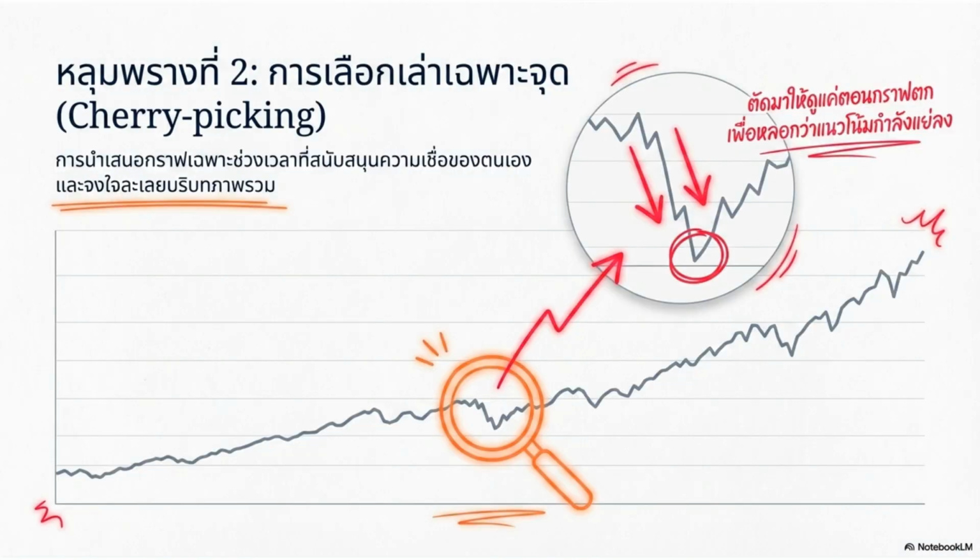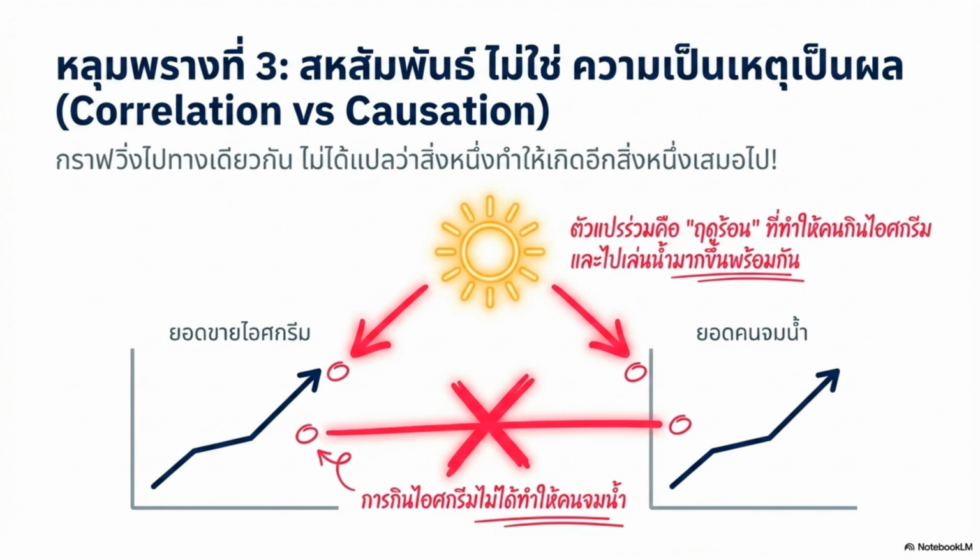Pitfall 2 is cherry picking, presenting only a segment of the graph that supports a personal belief or narrative, intentionally ignoring the overall trend. Pitfall 3 is confusing correlation with causation. Graphs moving in the same direction don't always mean one thing caused the other. For example, ice cream sales and drowning incidents may correlate due to a third variable, hot weather.